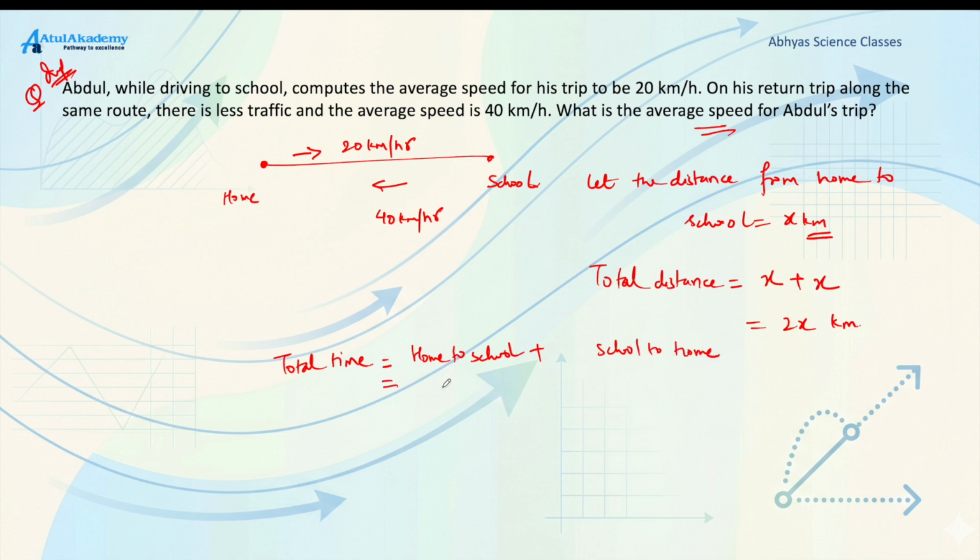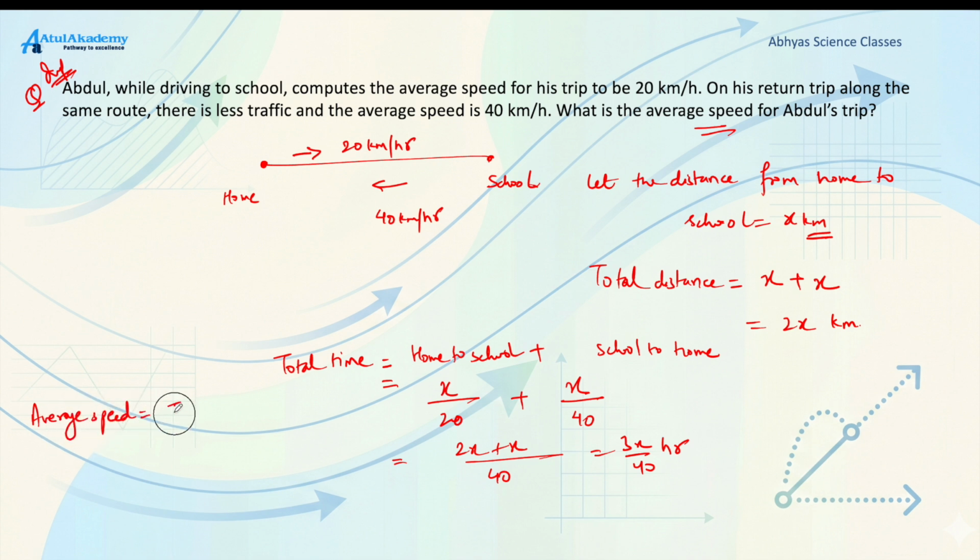So home to school will be distance x, speed is 20. School to home, distance x, speed is 40. What's the LCM? 40. So it will be 2x plus x, which is 3x by 40 hours, the total time. So now what's the formula of average speed? So how do we do average speed?